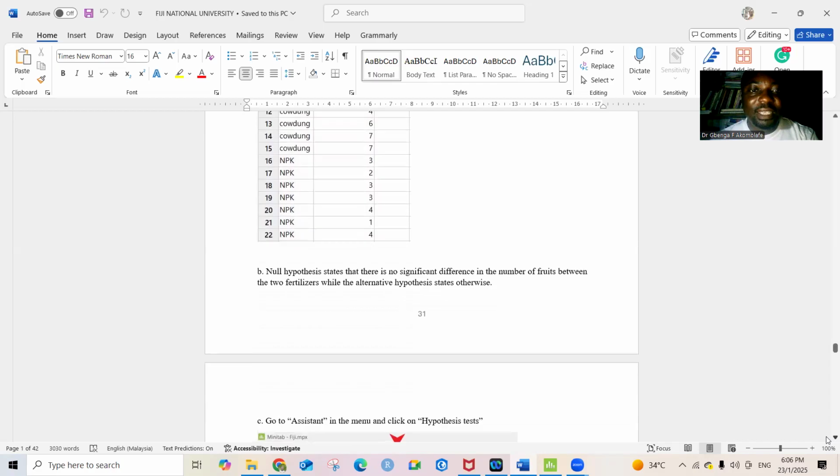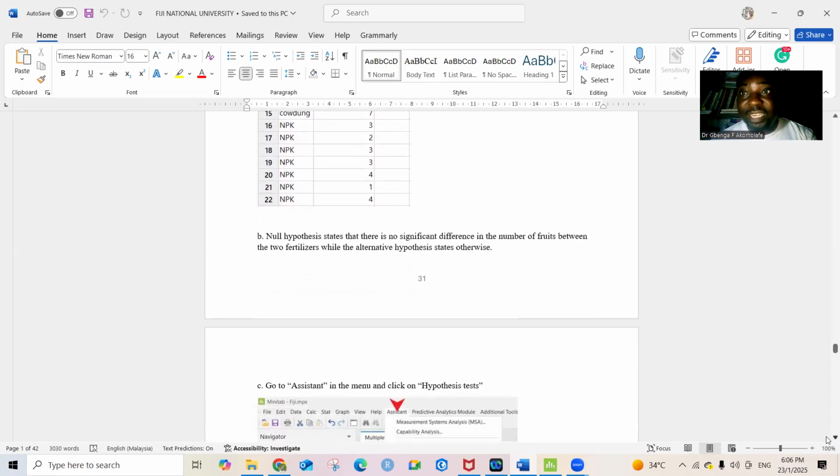Like I said, before you do any analysis, after you have checked whether the sample has a normal distribution, the second thing to do is to draw up hypotheses. In this case, our null hypothesis states that there is no significant difference in the number of fruits between the 2 fertilizer types. That means the effects are not significantly different from each other. There is no difference in the number of fruits. Whether you apply cow dung or you apply NPK, you have the same results.